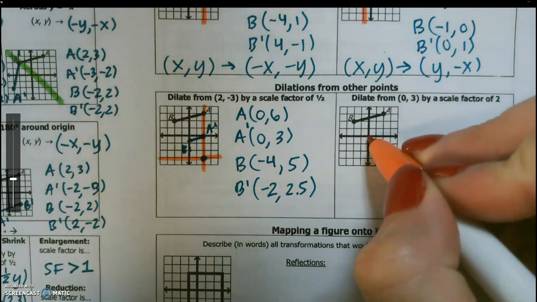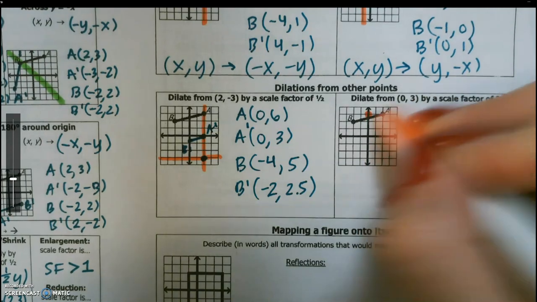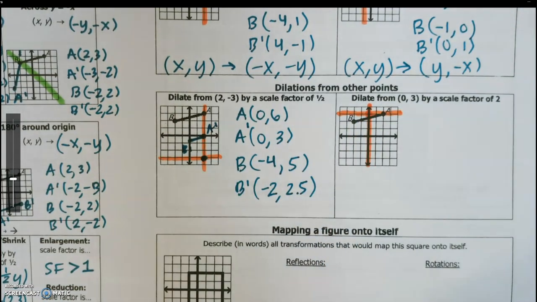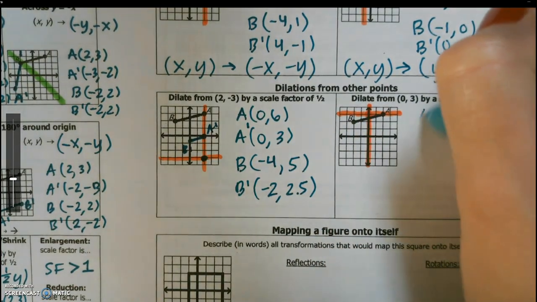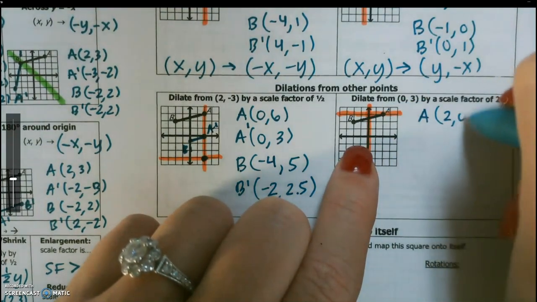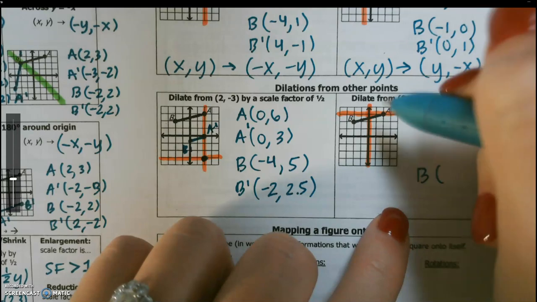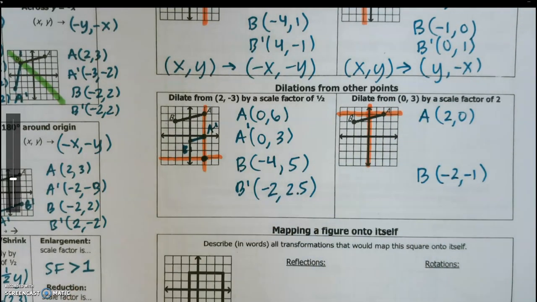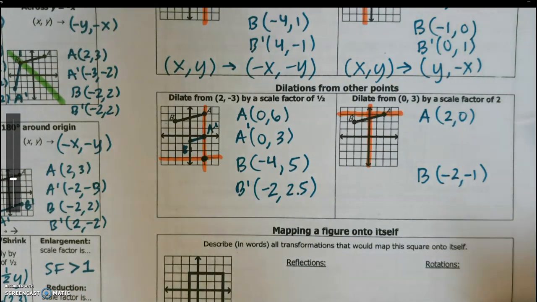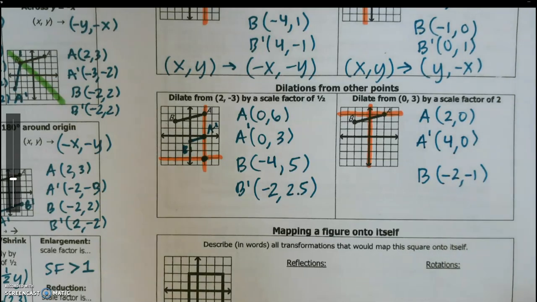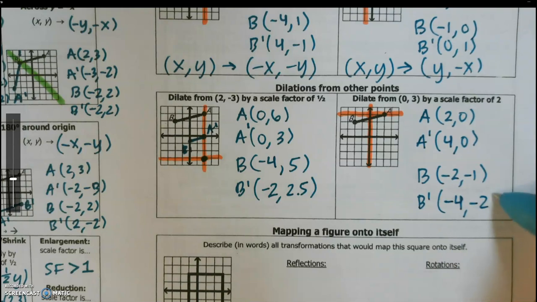Around 0, 3. So 0, 3. Here's your new x and your y. Which means that A is currently at 2, 0. Your B is at -2, -1. The scale factor is multiplying by 2. So if I multiply these by 2, we get 4, 0. If I multiply these by 2, I get -4, -2.